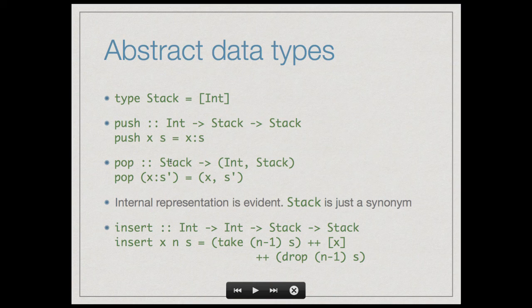Pop is a function that takes a stack as input and produces an Int and a stack as output. The Int is the top element of the stack, and the stack that is output is the stack after the top element has been removed. The definition of pop is as follows. Pop of x colon s' equals the pair (x, s').